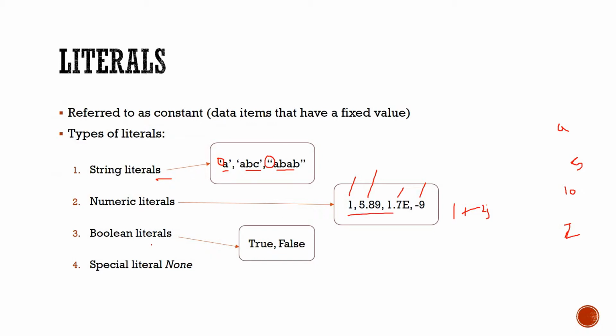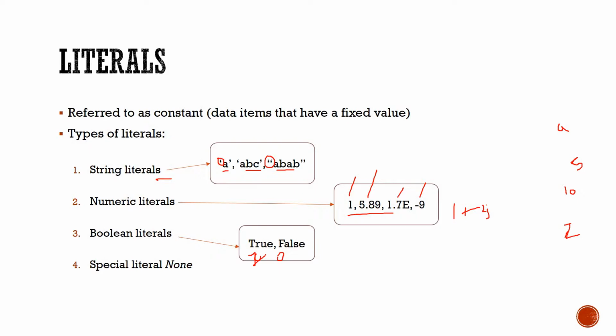Next one we are having boolean literals, that is true and false. We are only having two boolean literals which are true and false. True means 1 and false means 0. Okay, true means 1 and false means 0. Last one we are having is special literal none. What is none? The none literal is used to indicate absence of a value. In Python, if a value is absent, then it's treated as none.